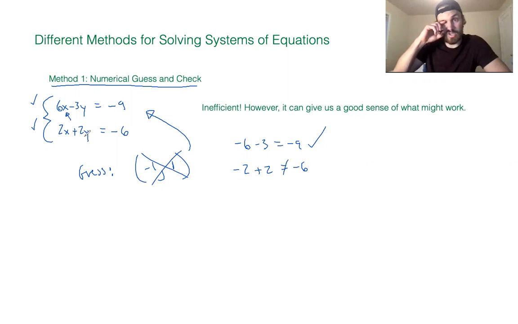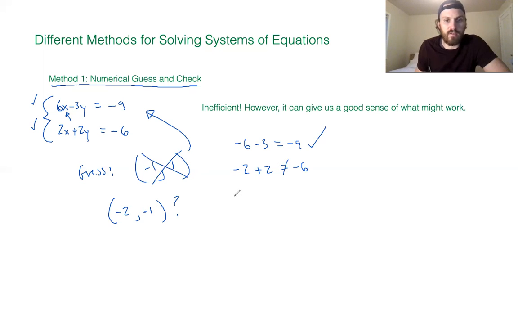I'm really not sure. It's really not going to be easy. Maybe I could try, say, -2. How about -2 and 1? No, that's not going to work, because these maybe both need to be negative, I think. What about -2 and -1? If I did -2 and -1, yeah, I think that might work.